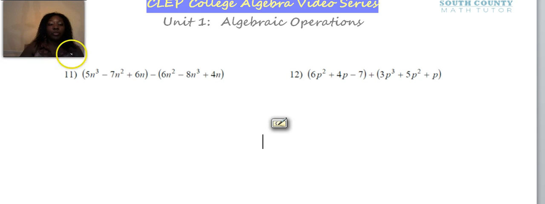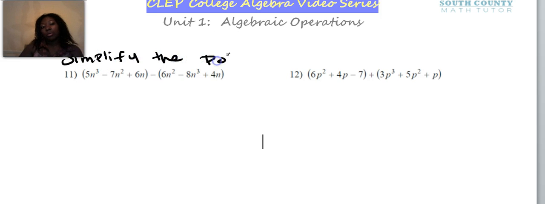Let's go ahead and simplify the polynomials. Alright, so this is being subtracted. Two polynomials being subtracted. The first one is a cubic trinomial. The second one is also, the highest degree is to the third power, a cubic trinomial, and you're subtracting them.